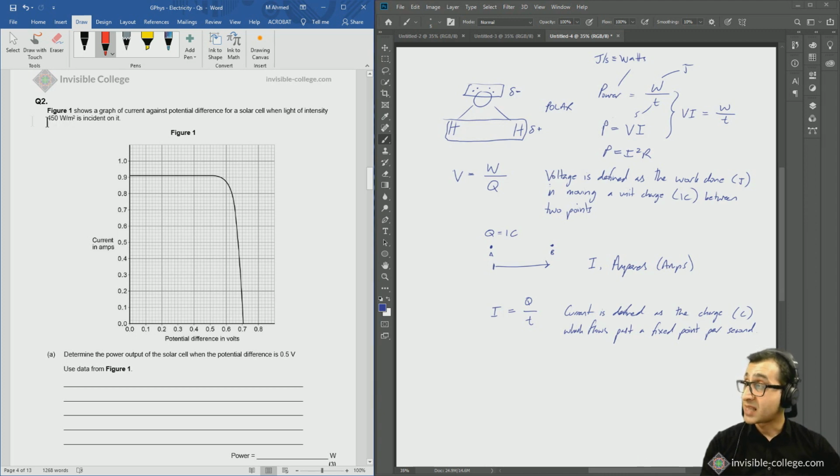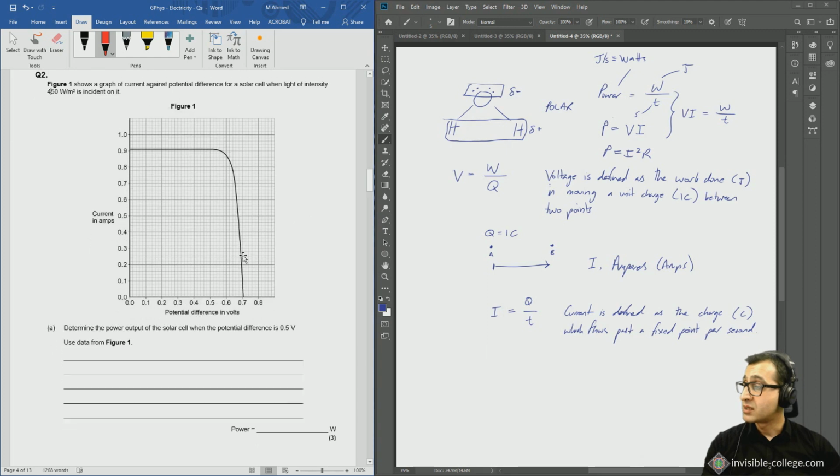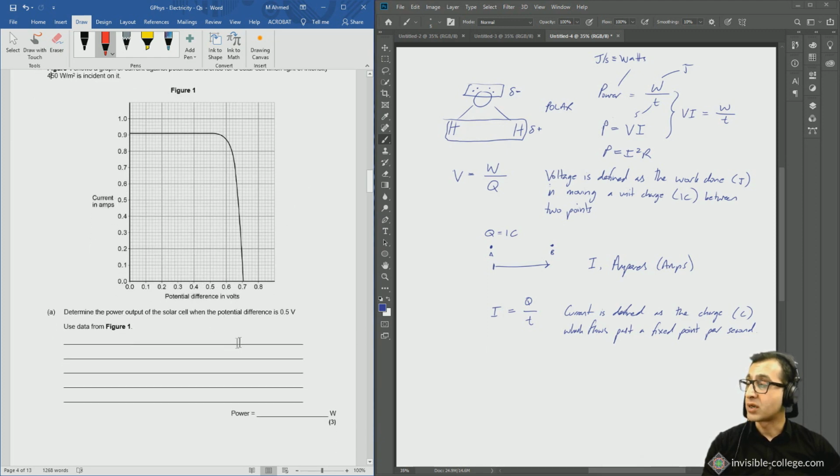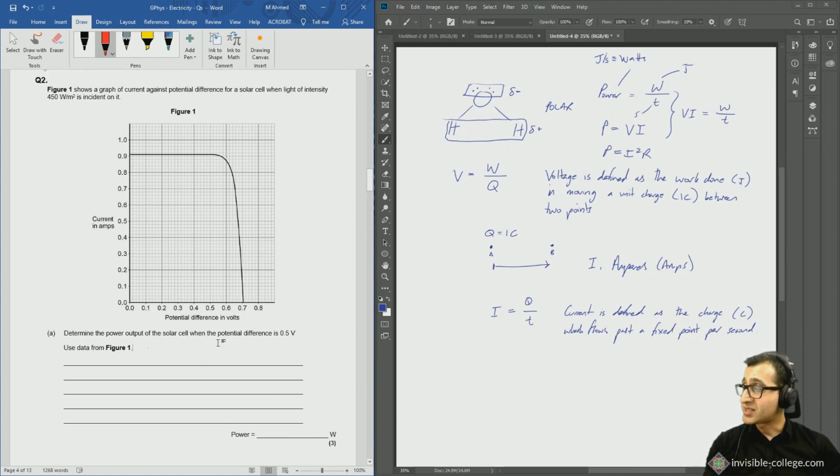That's what this means. So determine the power output of the solar cell when the potential difference is 0.5 volts, and use the data from figure 1. Now this is a really tricky question because it requires you to really think about what's being asked here. So let's think about this. Let's start by looking at the information that we've been given. Determine the power output of the solar cell when the potential difference is 0.5 volts.